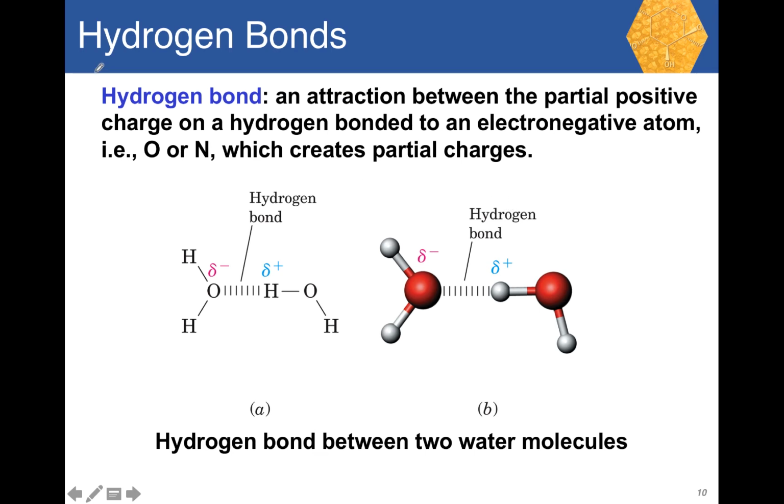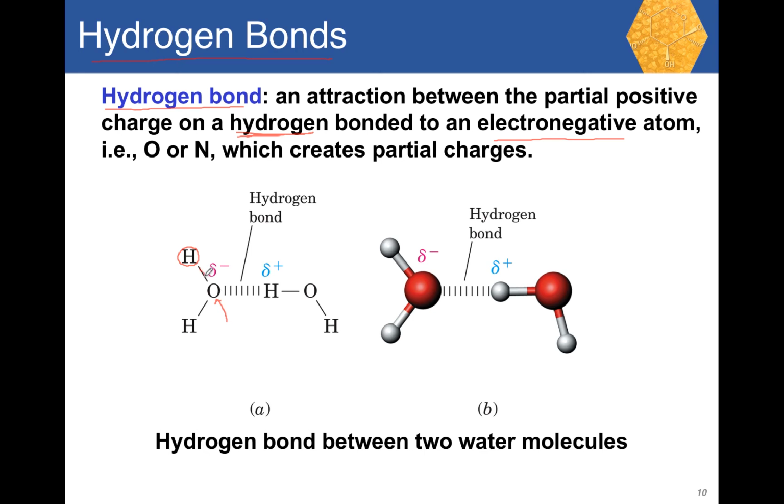Let us look at the third intermolecular attraction, and that is the hydrogen bonds. Let's define it first and then we'll apply it. So hydrogen bond is the attraction between a partial positive charge of a hydrogen that's bonded to an electronegative atom. So let's look at water here. Oxygen is a lot more electronegative than hydrogen. As a matter of fact, looking at your periodic table, hydrogen is the least electronegative atom. So therefore, oxygen is a lot more electronegative than hydrogen.